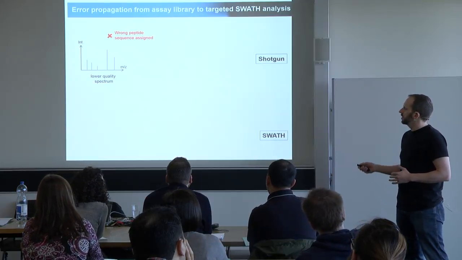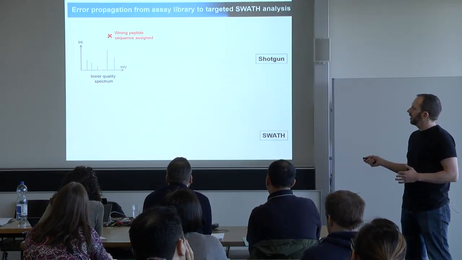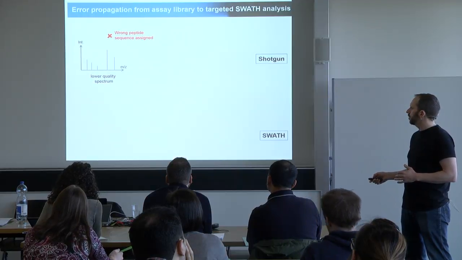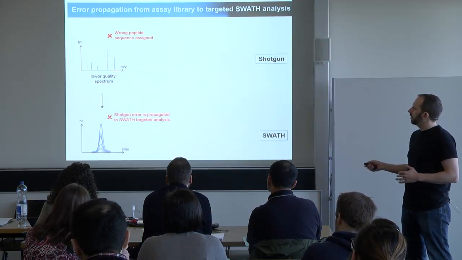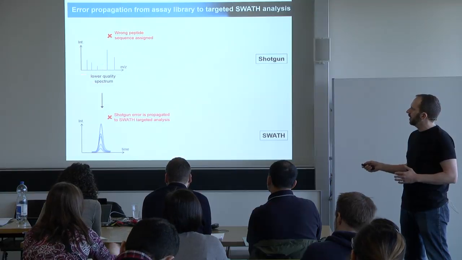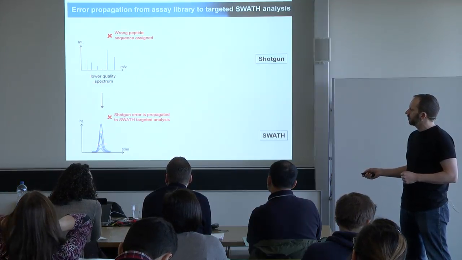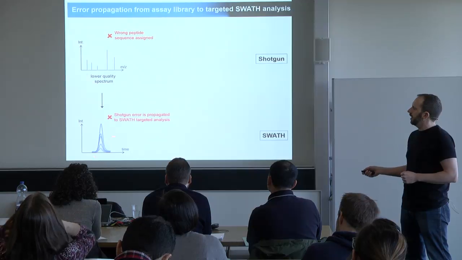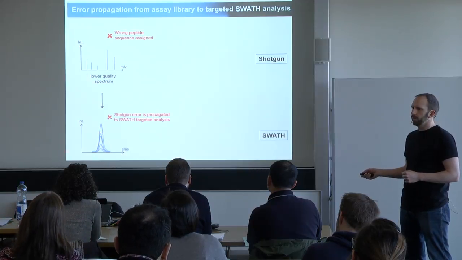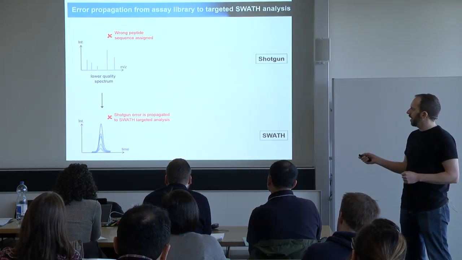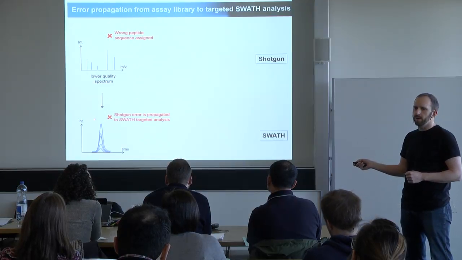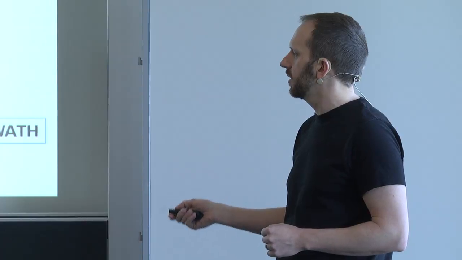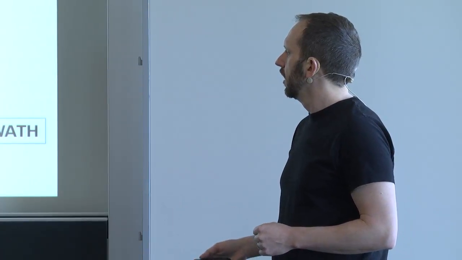And so the question is, we now put this into our assay library and we try to extract data from SWATH. Well, if all of these fragment ions came from a single precursor and we now try to extract all these fragment ions in the SWATH data, what's going to happen, right? We're going to get a very beautiful looking signal, right? Even though we've now called it as the wrong peptide sequence. So now this error is being propagated into the SWATH analysis, and this is potentially a problem.